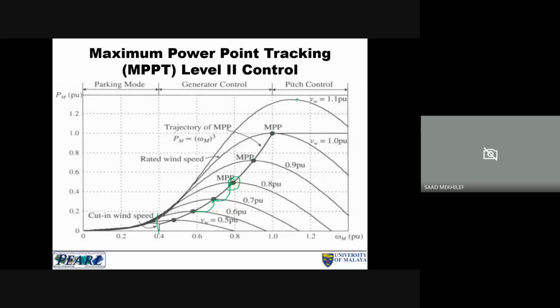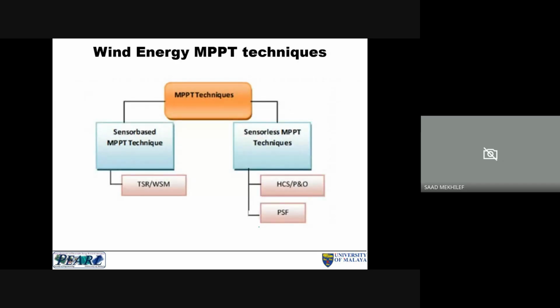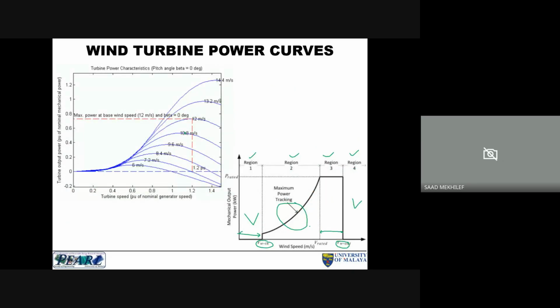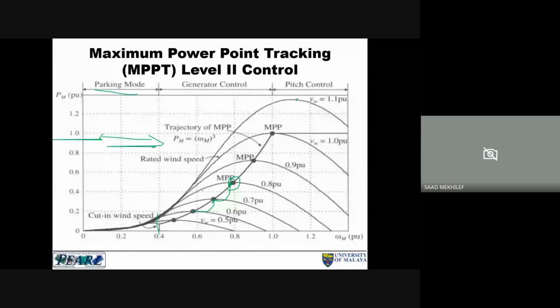And if you look into this curve, you can see it's also divided into three modes. The first one is the parking mode, which is before the cut-in speed. Then we have the generator mode, which we mentioned just now, here, this region. And then we have the pitch control. Here the pitch control means we have to adjust the pitch, because maybe the speed is too high, then it has to be reduced. Sometimes we may even use the braking system.